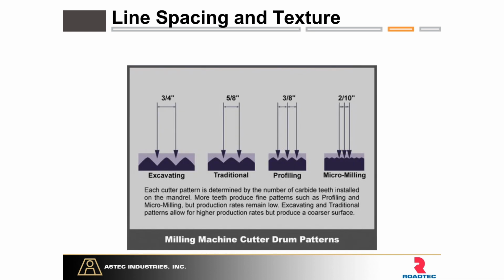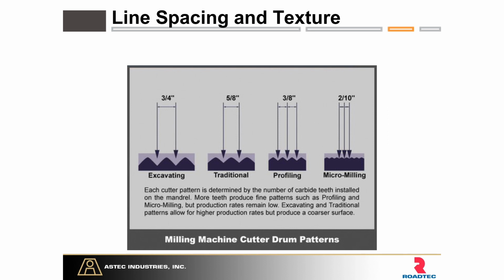This picture here is from an old Astec technical publication, but it shows the different tooth spacings that we've come to know the drums by, and then what surface we should expect and why we call them that spacing. 3/4 inch excavating, that's more of a reclaimer stabilizer drum. That's not typically seen on milling machines. A 5/8 inch, that's the industry standard for the most part. That is far and away the most common tooth spacing we're going to see out in the field.